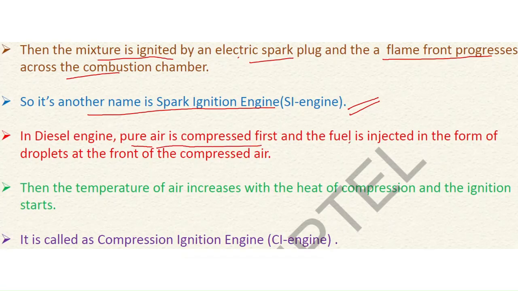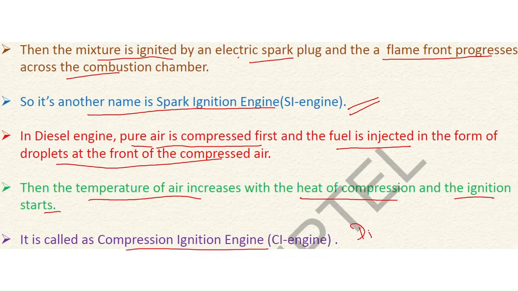It is compressed first and then fuel is injected in the form of droplets at the front of the compressed hot air. Okay. The temperature of the air increases with the heat of the compression and the ignition takes place. This is called the compression ignition engine. This is the diesel engine, which is called compression ignition, and this is the petrol engine, which is the spark ignition. Okay.